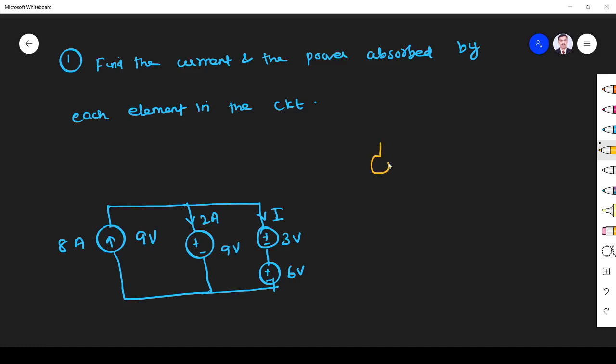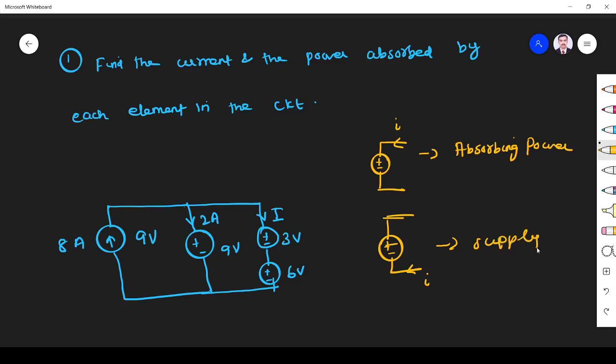When current enters through the positive terminal of the battery, let us assume it is a current entering, it enters the positive terminal of the battery. That means the source is absorbing power. Similarly, when current enters through the negative terminal of the battery, it is supplying power. This we must remember. The source supplies the power. These two pieces of information are very important.